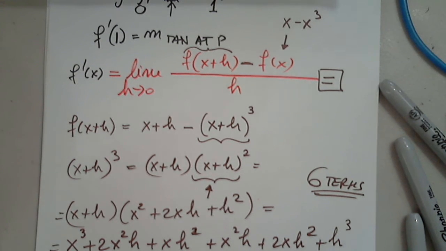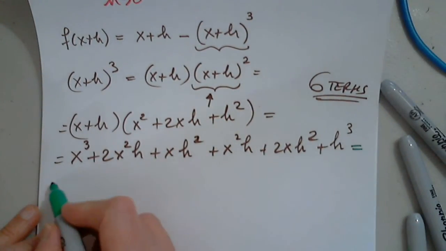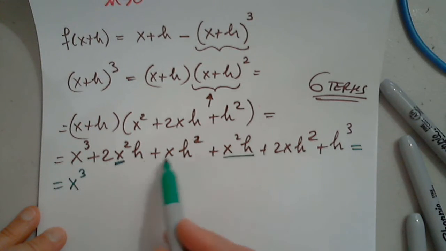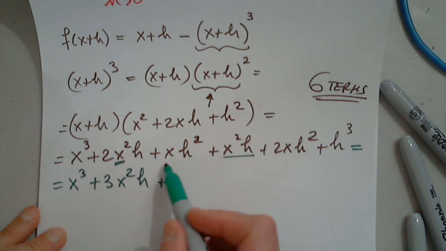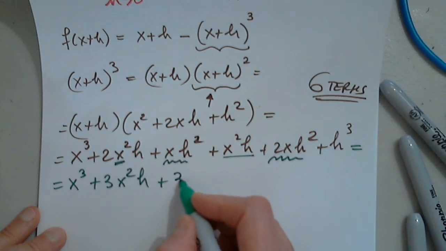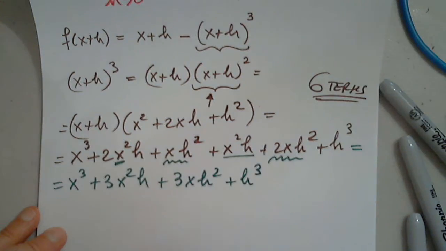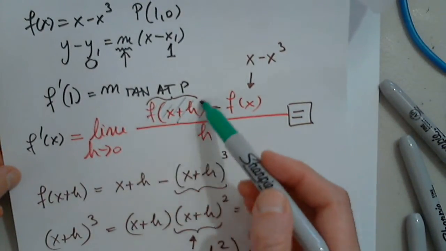Perfect. So now let's try and see if we can simplify this. Okay, obviously I have to start with x cubed, then the term with x squared h, and I see 3 of those. And then the term with x h squared, and I see 2 of those, here and 1 here, so 3. And then plus h cubed. This is what will replace this piece.